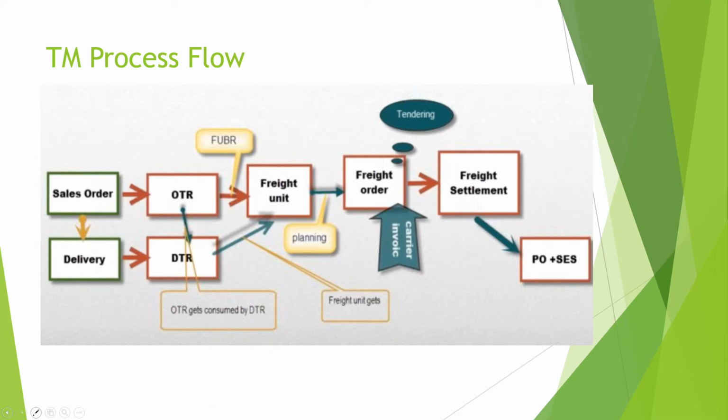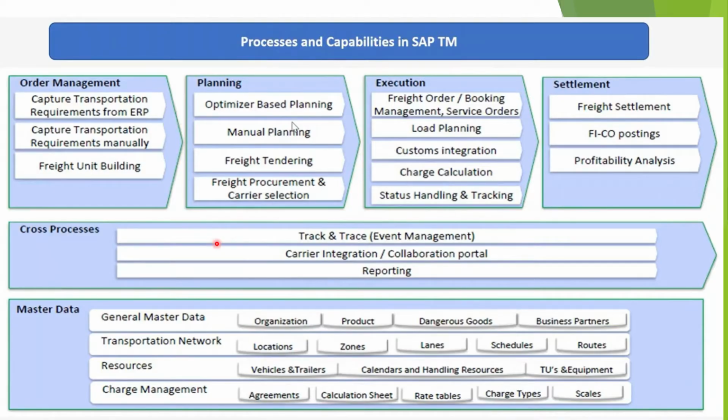Moving on to the next slide, which is basically the whole process and capabilities in the SAP TM system, where all the information I have explained to you is ready. We have our order management, where you can get your transportation requirement from ERP. Whenever you create a sales order, the order-based transportation requirement automatically gets replicated in the TM system.